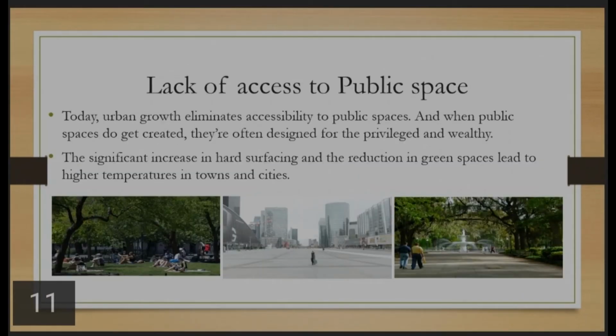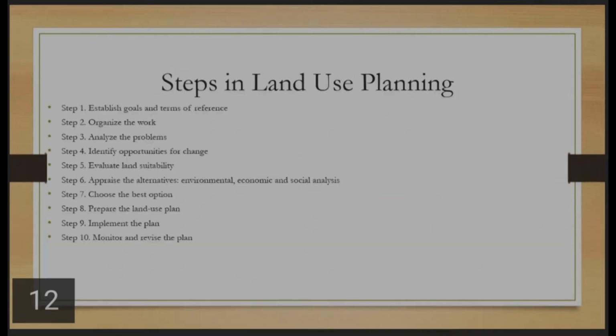Lastly, the lack of access to public space. Today, urban growth eliminates accessibility to public space, and when public spaces do get created, they're often designed for the privileged and wealthy. The significant increase in hard surfacing and the reduction in green space led to higher temperatures in towns and cities.